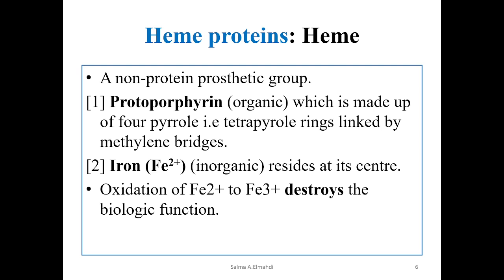So we are starting with heme. Heme is, as we said, a non-protein prosthetic group. It consists of protoporphyrin, which is the organic part made up of four pyrrole rings, so it is a tetrapyrrole linked by methylene bridges. In addition, iron, present in the ferrous state, is the inorganic part that resides at its center. Oxidation of ferrous to ferric destroys the biologic function, so we need the iron of hemoglobin or myoglobin to always be in the ferrous state.